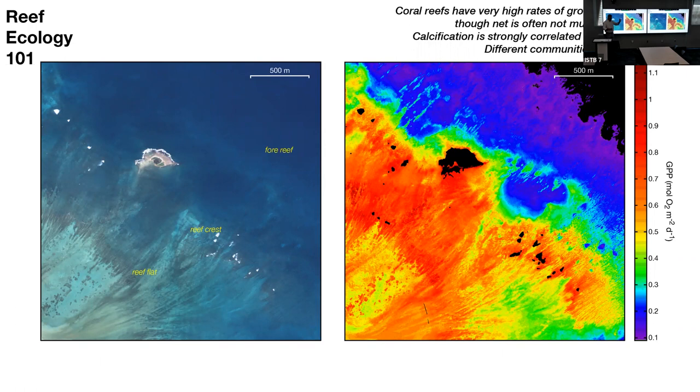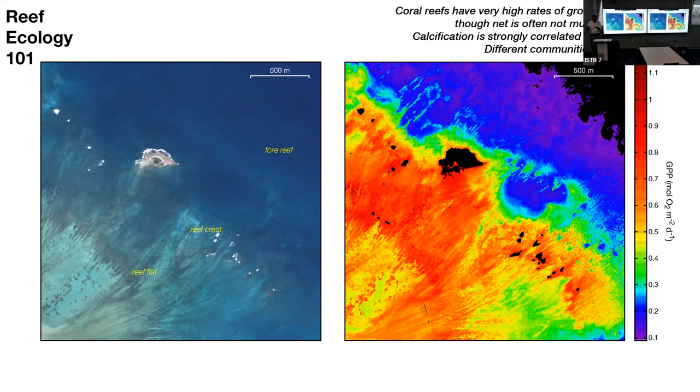So calcification is the process that the organisms are building limestone, building the bricks that make the reef. That's calcification. It happens in the algae and in the corals. Calcification turns out to actually be correlated to primary production, to photosynthesis. So more photosynthesis, you get more calcification. So they're related. And there's a little bit of that later on.